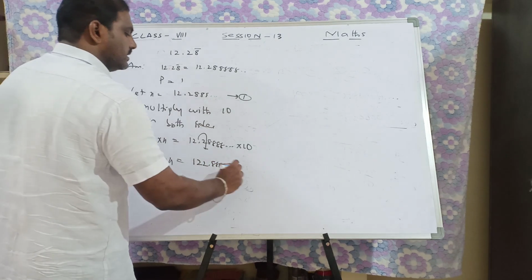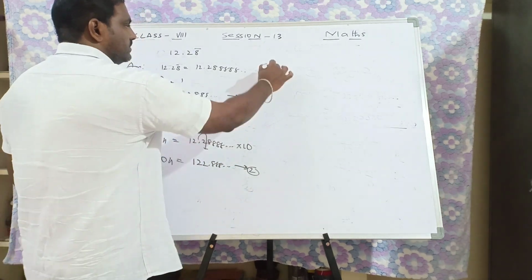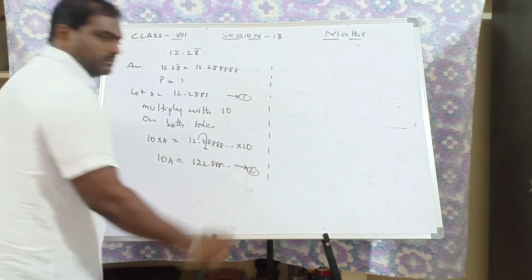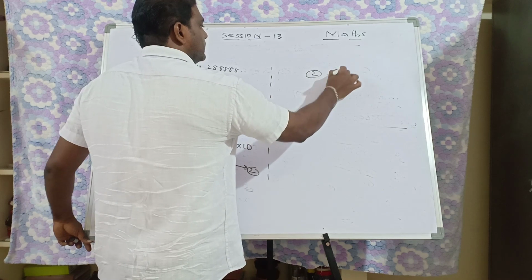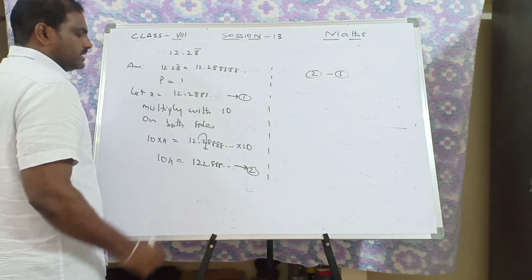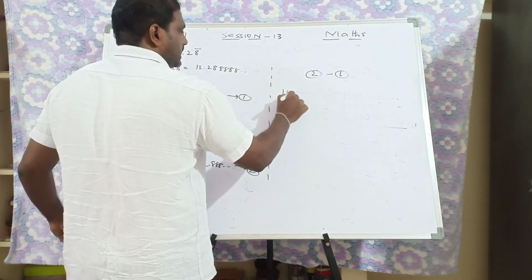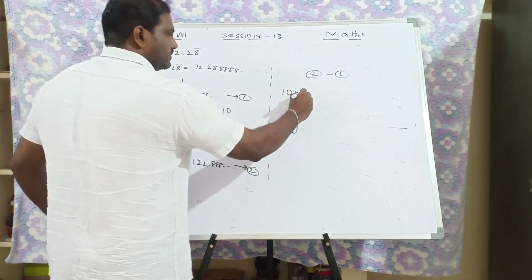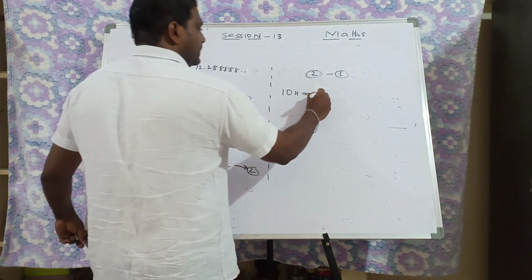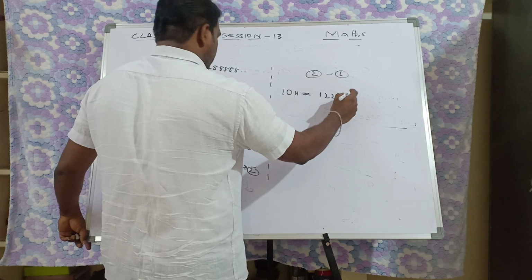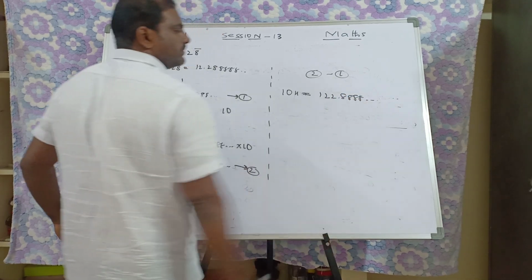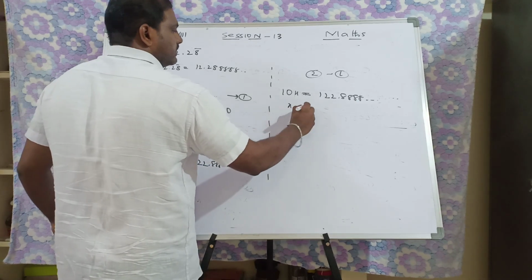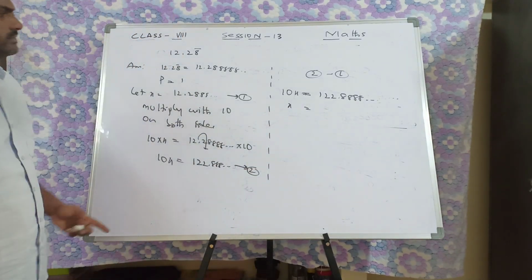122.888 and so on. Take it as equation 2. What is the next step? So it is equation 2 minus equation 1. What is equation 2? 10x is equals to 122.8888 and so on. And what is equation 1?